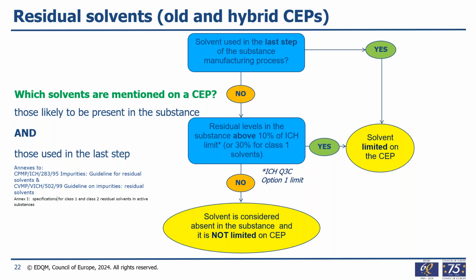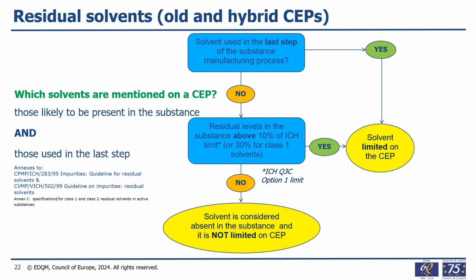So for solvents, the first question is: is the solvent used in the last step of the manufacturing process? If yes, it should be controlled in the final substance. If a solvent is not used in the last manufacturing step, carryover data should be included in the CEP application for all solvents which are used in the manufacture of the final substance.